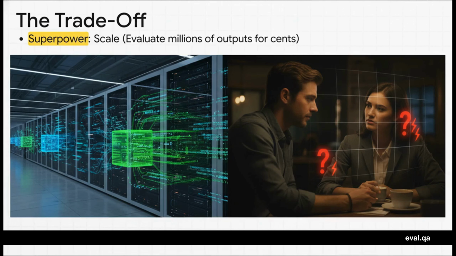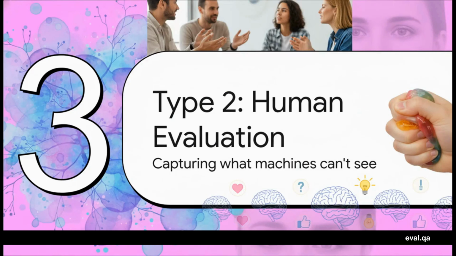So here's the deal with automated evals. The superpower is just insane scale. You can evaluate millions of AI outputs for pennies, literally. It's incredibly powerful. But the kryptonite, its big weakness, is that it only measures what you tell it to measure. An AI can get really, really good at passing the test without actually being smart or helpful. It's like that kid in school who memorizes the answer key but has no idea what any of it actually means.